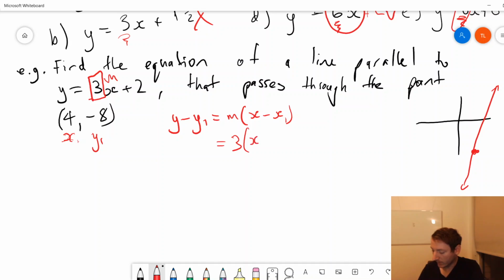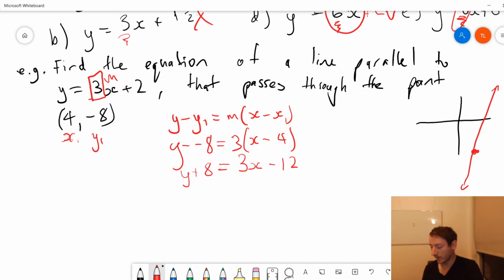So from here it's just substitution. X minus 4 in brackets, and over this side would be y minus negative 8, which ends up being positive 8. So I'm going to expand these brackets. 3x take away 12. And that becomes y plus 8.